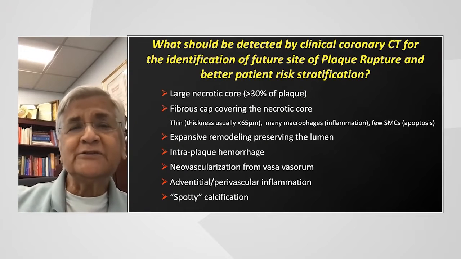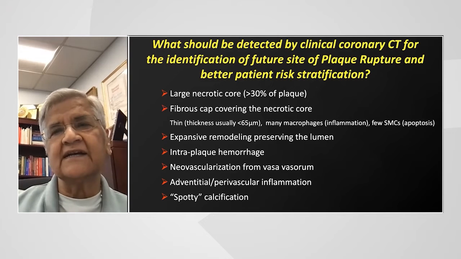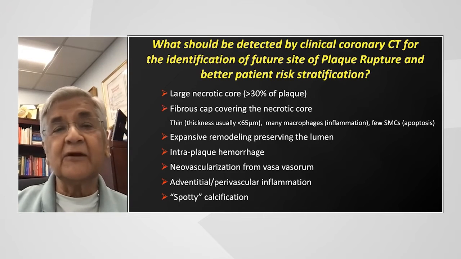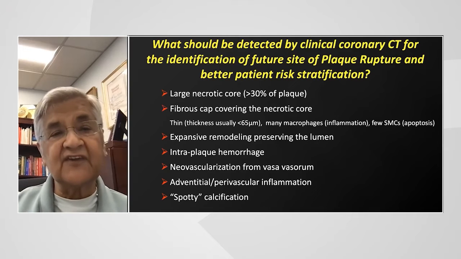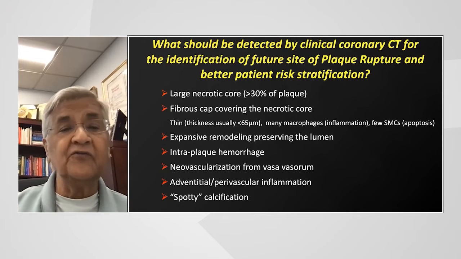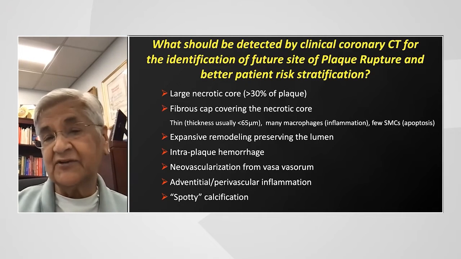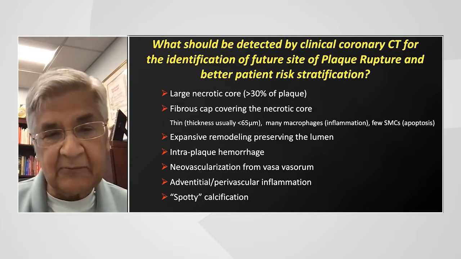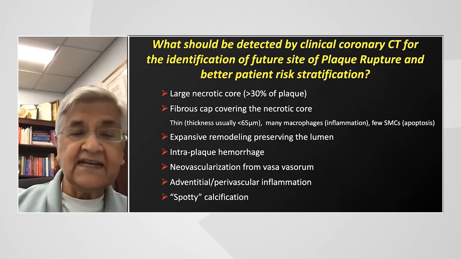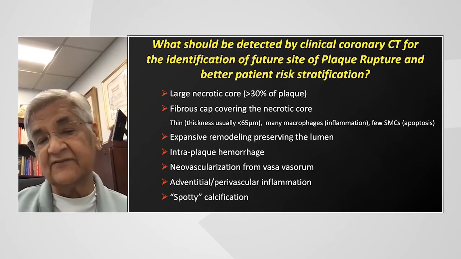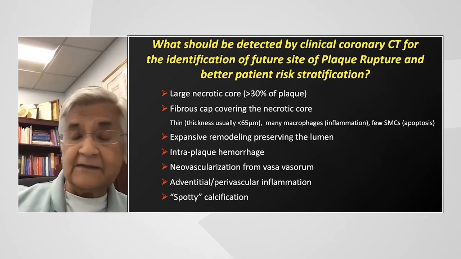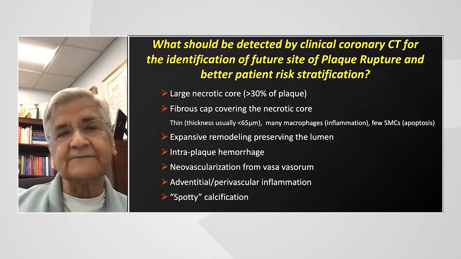So what should be detected by clinical coronary CT for the identification of future site of plaque rupture and better patient risk stratification? Large necrotic core, fibrous cap, which is infiltrated by macrophages, expansile remodeling, intraplaque hemorrhage, neovascularization, adventitial perivascular inflammation, and you could add fat and fatty spotty calcification.